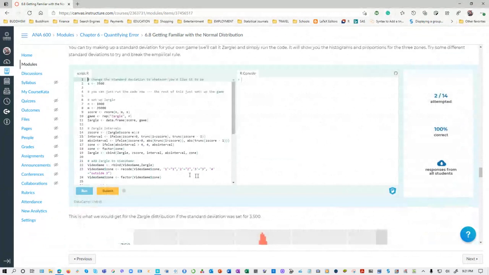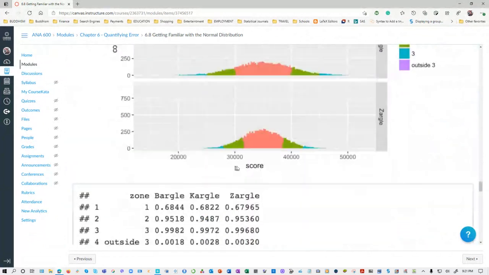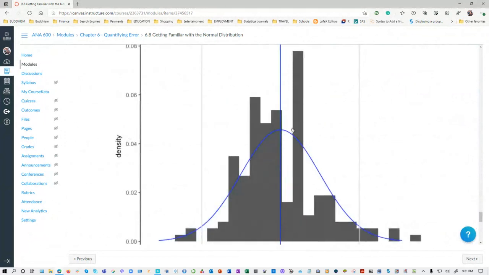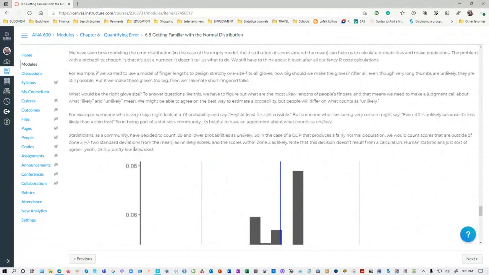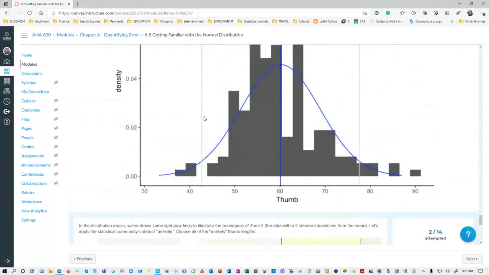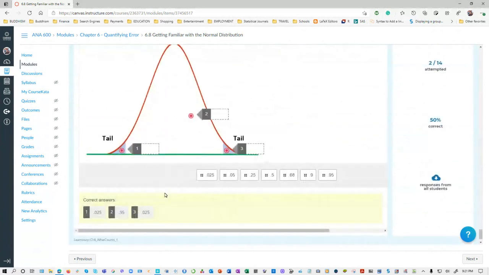Look at this one. I don't think we really need to go through that part, this part is okay. In the distribution above, we have shown that the light gray line illustrates the boundaries of zone 2. That means within the second standard deviation.